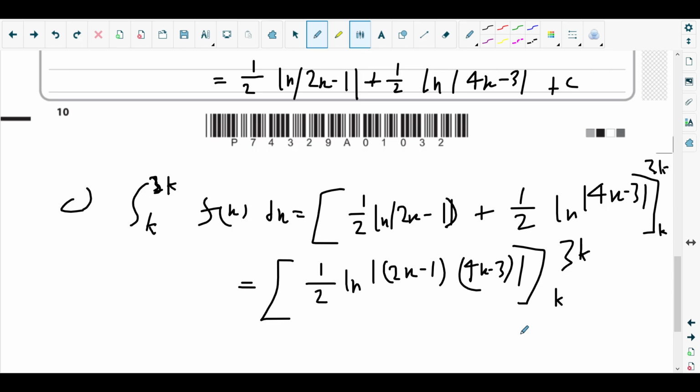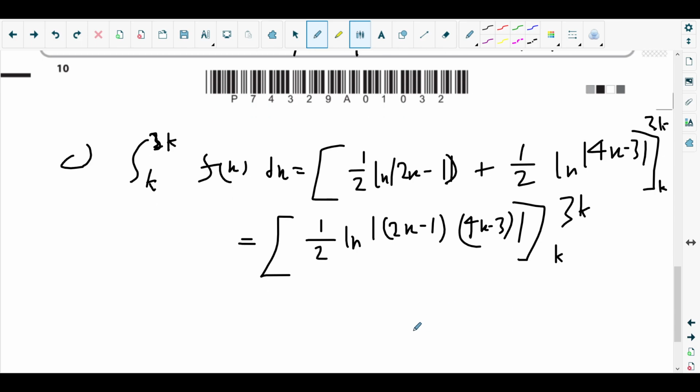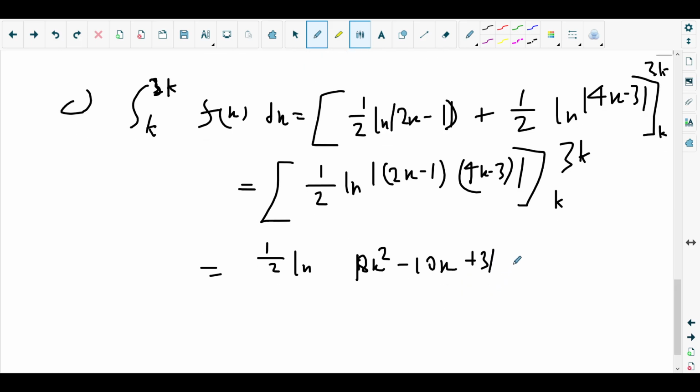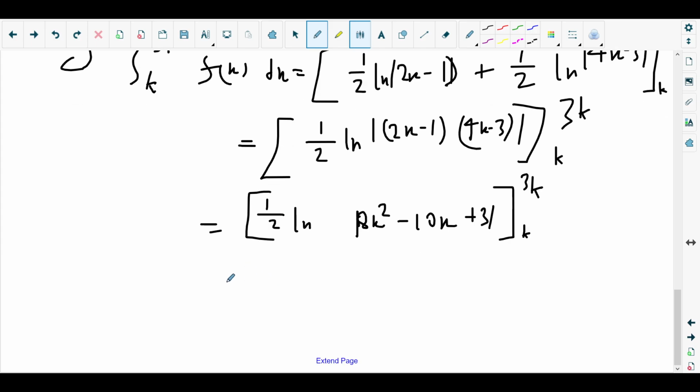Fair enough. If you multiply it, you will get half ln modulus of 8x squared, negative 6x, negative 4x, that is negative 10x, plus 3, with the limits 3k to k. So we got that.